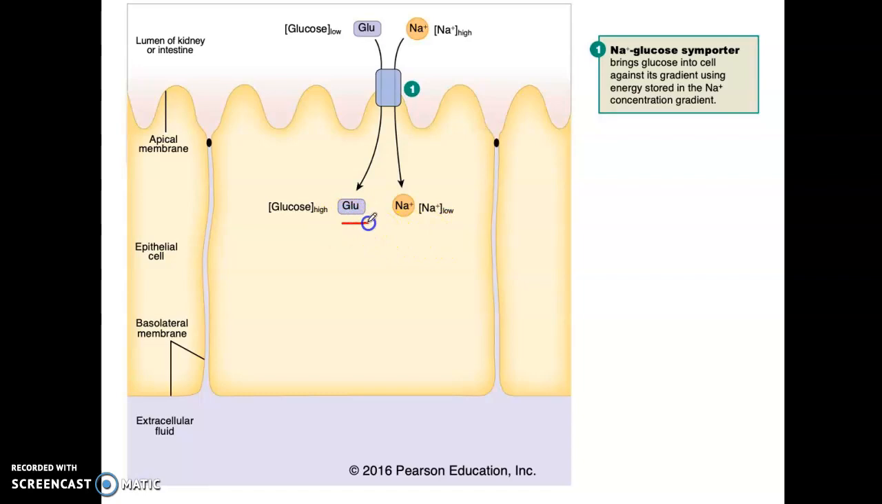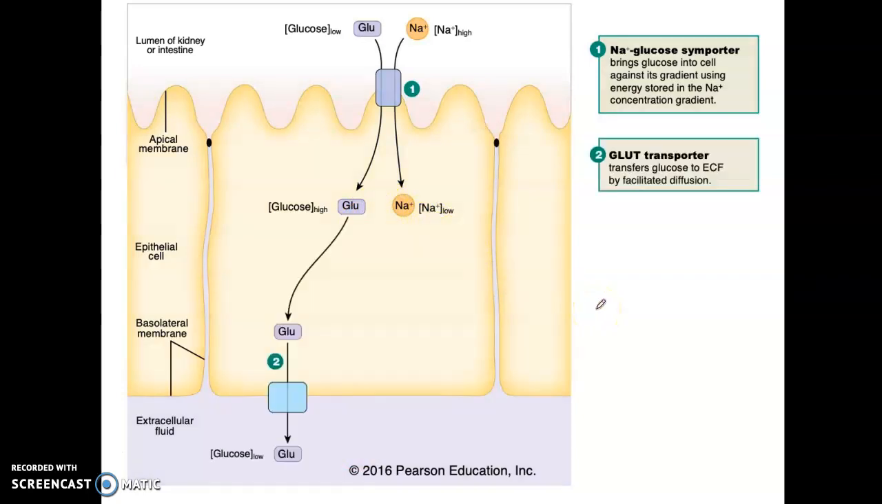But we don't just want it inside the cell there. We want to bring it out to the other end of the cell here and dump it in the blood, right, into the circulation over here. So that's just the first step of what's happening. So let's see what happens next.